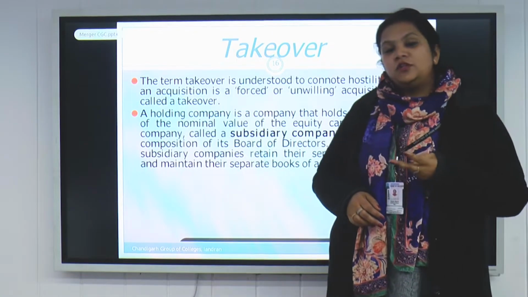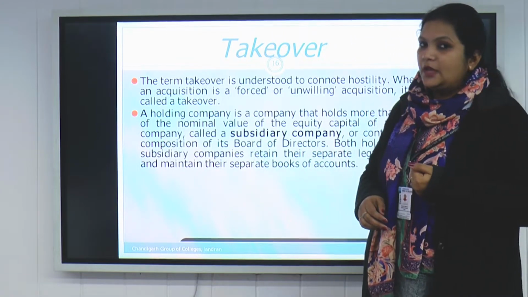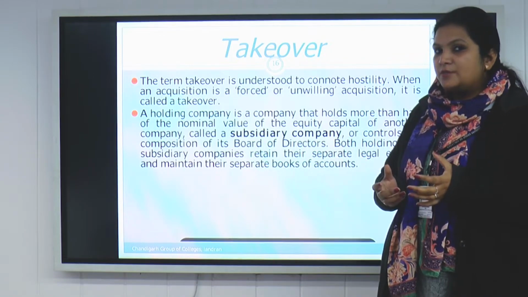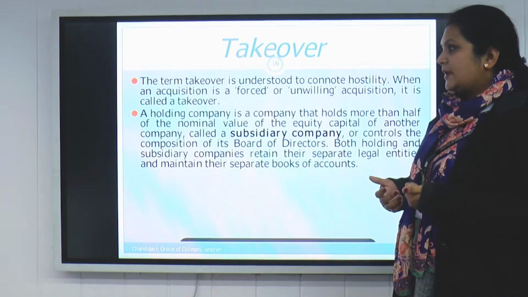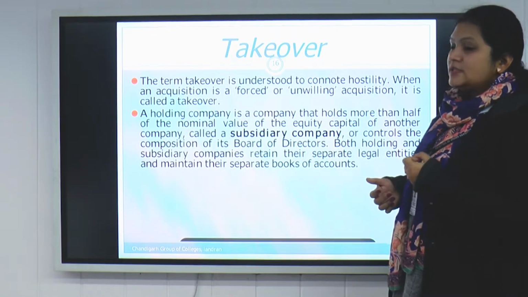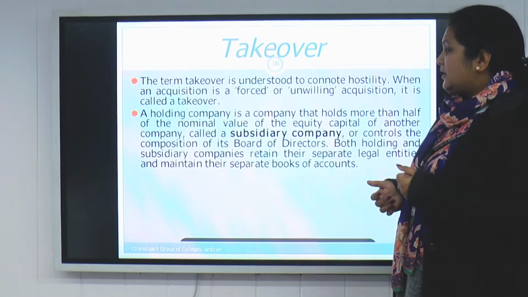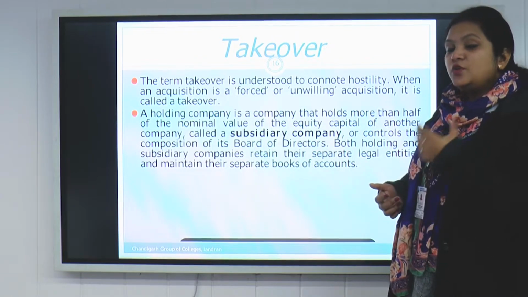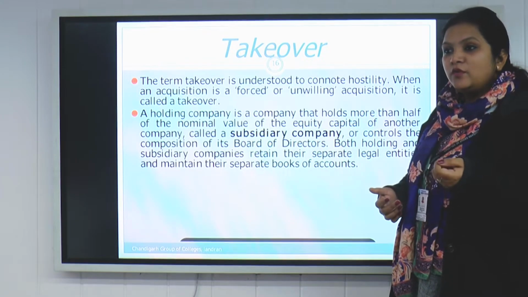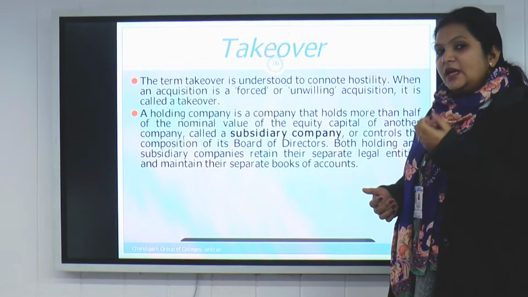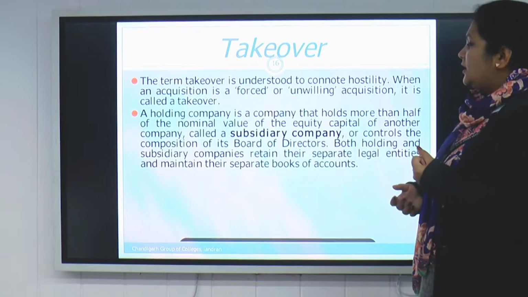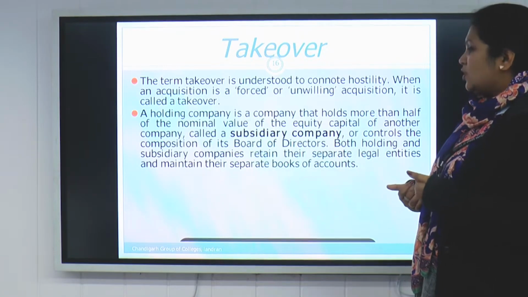Right? The next terminology here is takeover. When we talked about mergers, two companies come together, a similar set of two companies come together to form a new entity called amalgamation. The third terminology here is takeover. The term takeover is understood in its meaning. It relates to the hostility of the company, that an acquisition is a forced one. Whenever you take over a company, you acquire the company forcefully. It is a forced acquisition or an unwilling acquisition that is called a takeover.